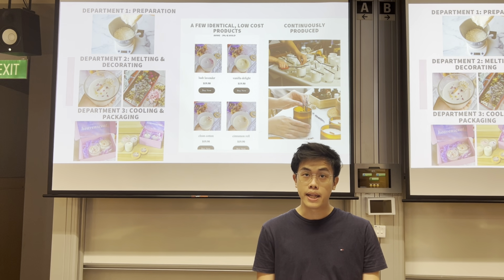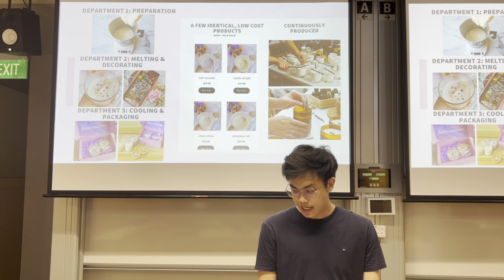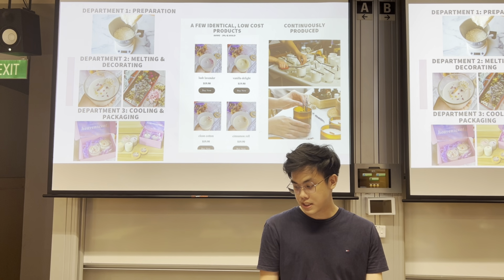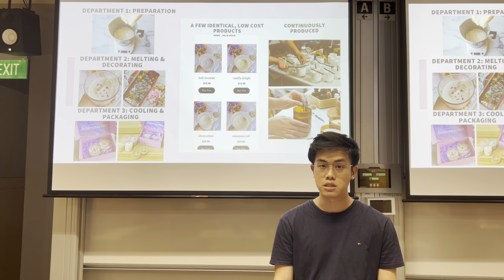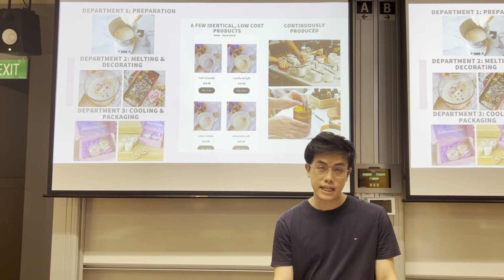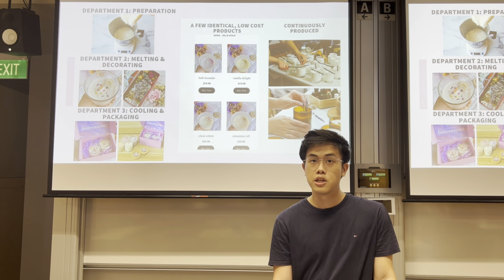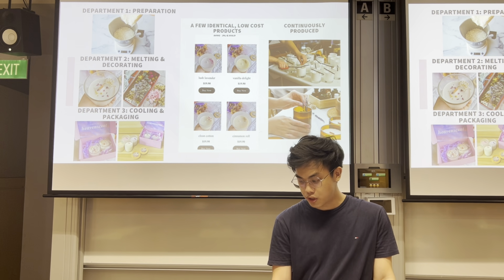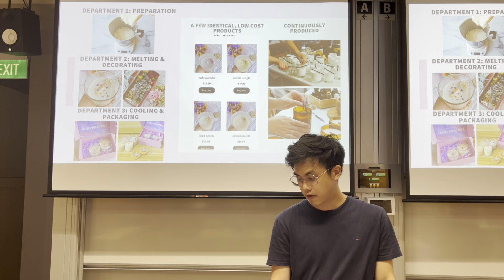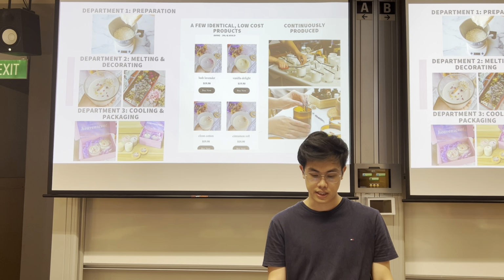Heavenscent has Department 1, which is in charge of preparation, Department 2, in charge of melting and decoration, and Department 3, in charge of cooling and packaging. Secondly, for Heavenscent, the work in process has a production report for each batch of products versus job costing where it's recorded for each job. Thirdly, as they mainly focus on producing candles, it has a few identical low-cost products versus job costing where they have many unique high-cost products. And lastly, the units are continuously produced for inventory in an automated process versus custom built to order for job costing.